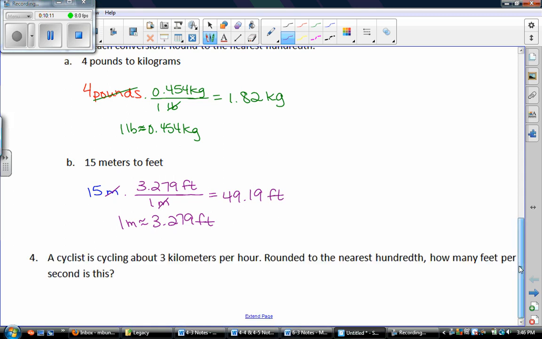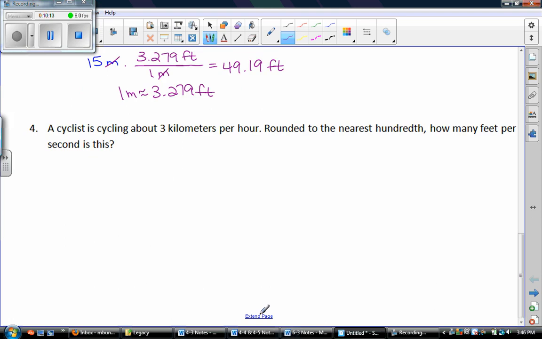Okay, let's try one more example. This says a cyclist is cycling about 3 kilometers per hour. Rounded to the nearest hundredth, how many feet per second is this? So again, look at the units in the problem. We're given kilometers per hour, and we want to know the equivalent amount of feet per second. All right, let's write down our original rate. So this is 3 kilometers per hour, so per 1 hour.